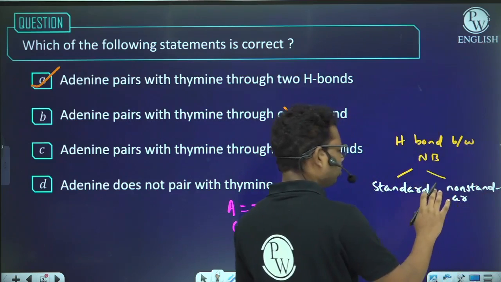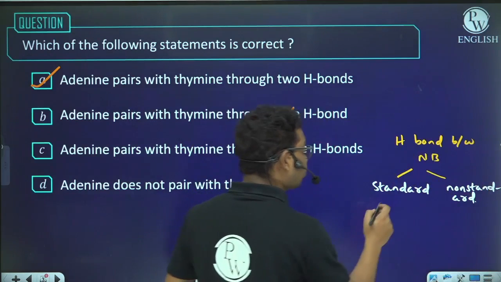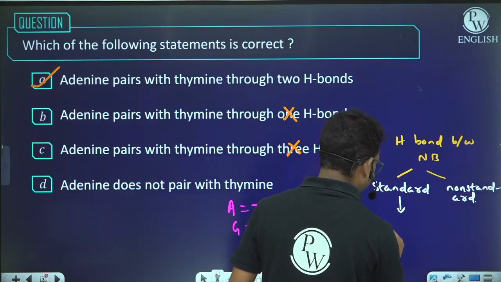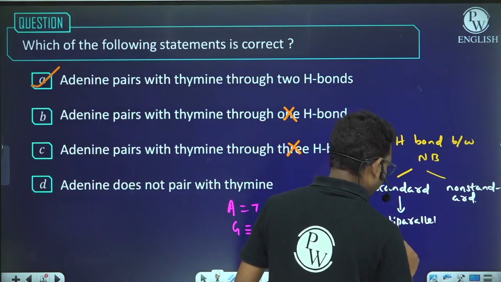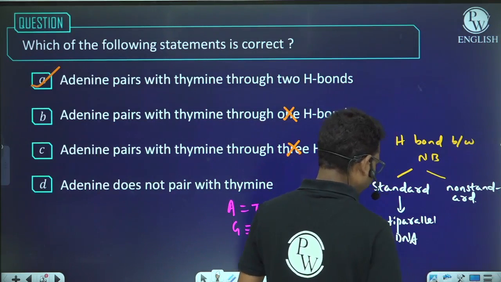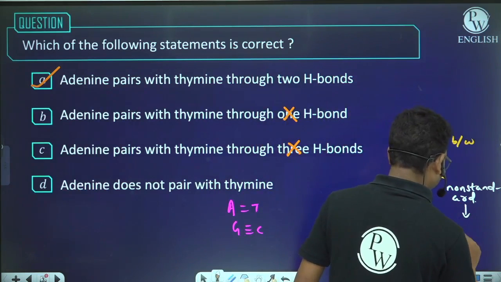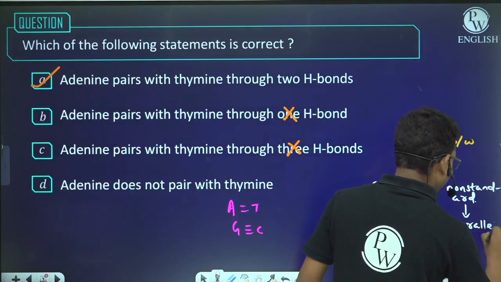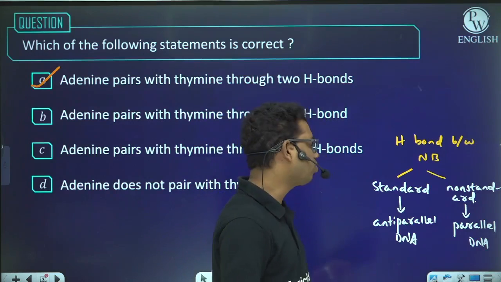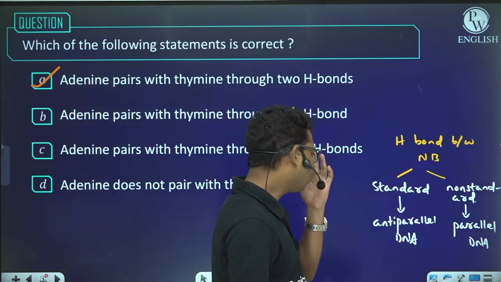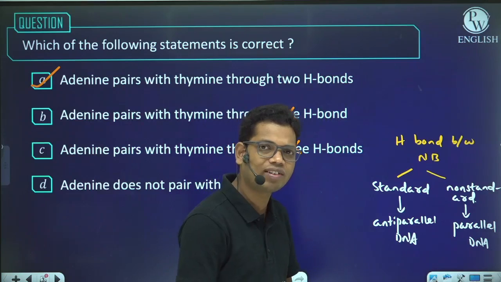Okay, so no problem, non-standard hydrogen bond. So if the hydrogen bond is standard, then the DNA is going to be antiparallel DNA, and if it is non-standard, then the DNA is going to be parallel in nature. DNA is going to be parallel DNA. Among these 2 types of hydrogen bond, which one is more common? Standard hydrogen bond is more common, and the standard hydrogen bond is also called Watson-Crick hydrogen bond.